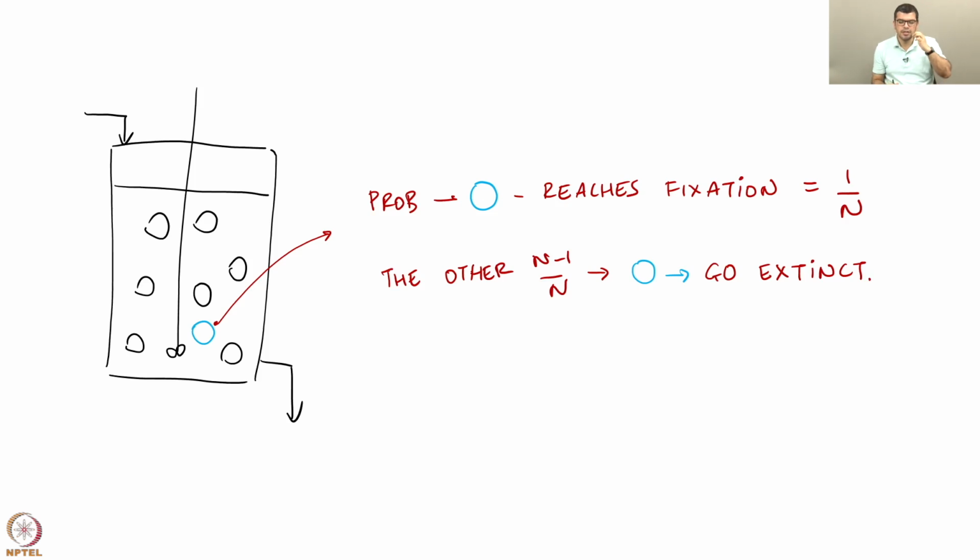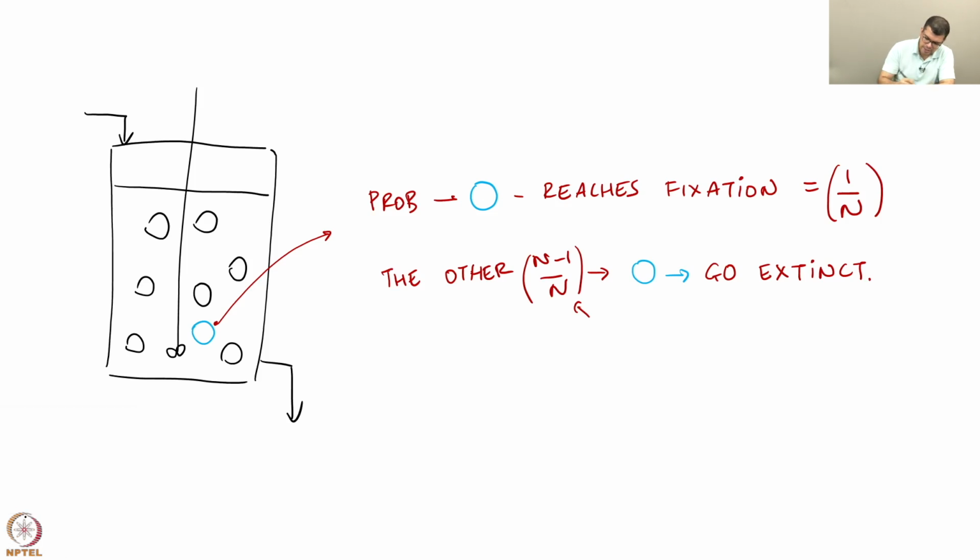So, an overwhelming number of times, and you can see that when n is large, this number is going to be exceedingly small and this number is going to be very close to 1. So, the most common fate of a neutral mutation in a context like this is that it is going to be lost from the population, and only very rarely will it reach fixation. That's the intuition about the biological process that we want to see.